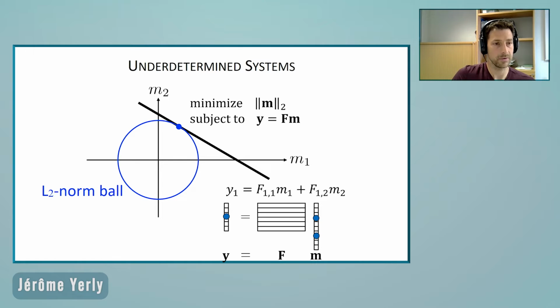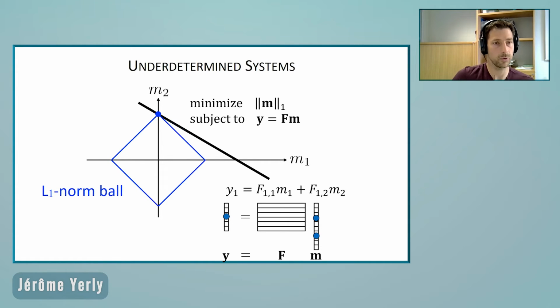Now you can think of it as starting with a circle at the center and growing this circle until it touches the line of possible solutions. The intersection is the solution of this constrained optimization problem. In this case, m1 has some value here, and m2 has some value here as well. That could be a solution, but remember, we want to find a sparse solution, and obviously this is not sparse because neither m1 nor m2 is 0. So this is not really the solution we want.